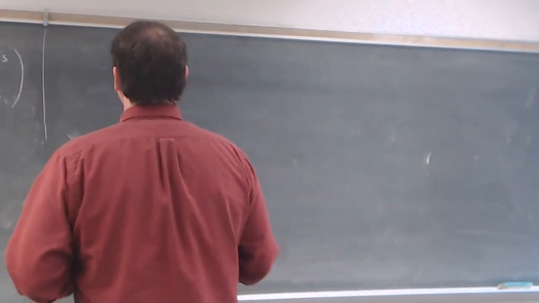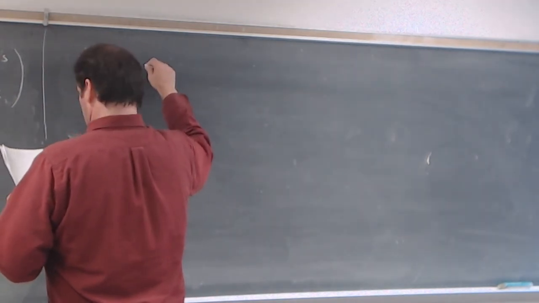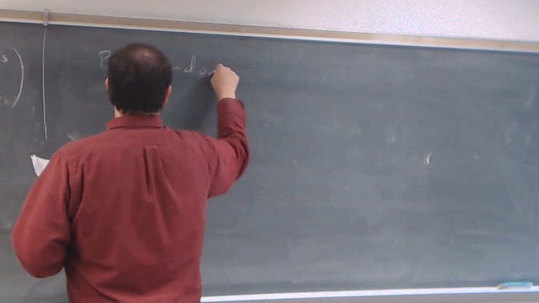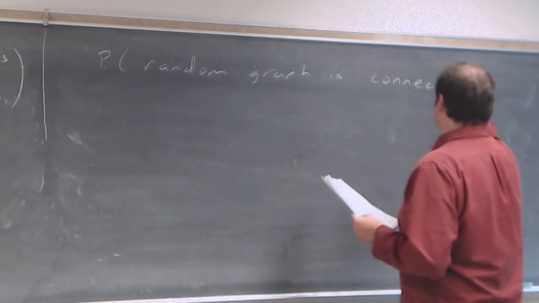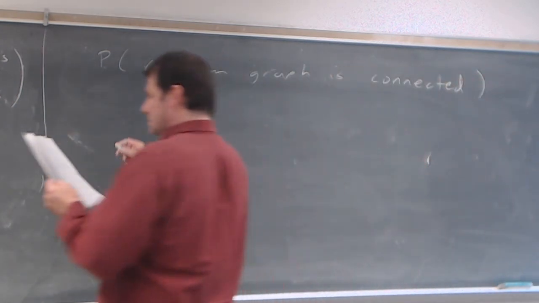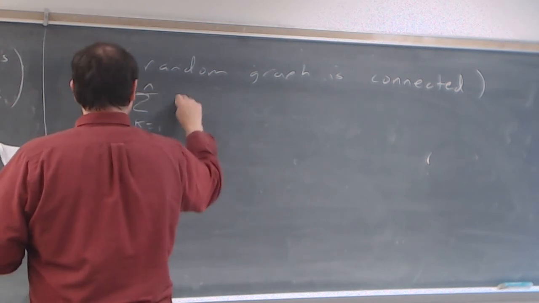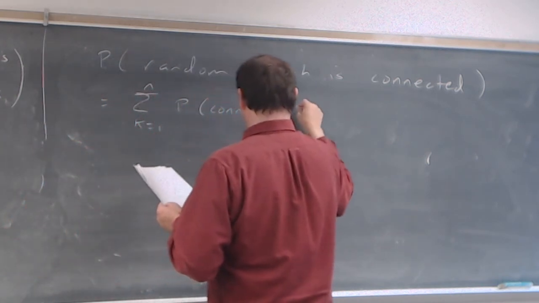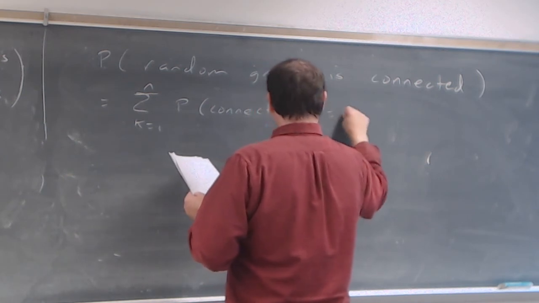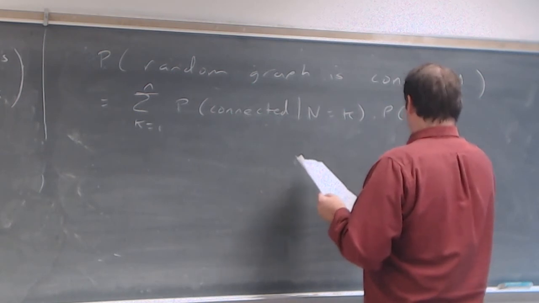So remember, we're getting close to being done for the lecture. But remember, our question was the probability. So we're going back to our question: the probability that the random graph is connected. That was equal to a sum as k runs from 1 to n of the probability of the graph being connected, given that N was equal to k, times the probability that N is equal to k.